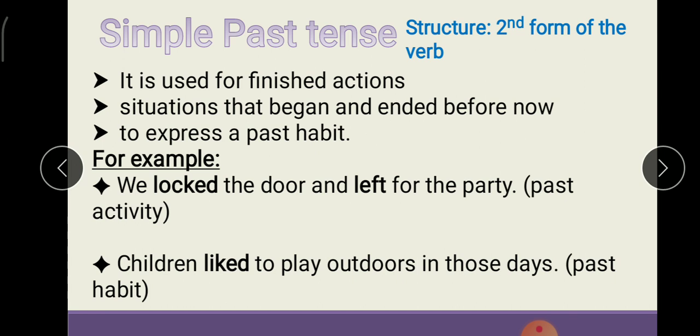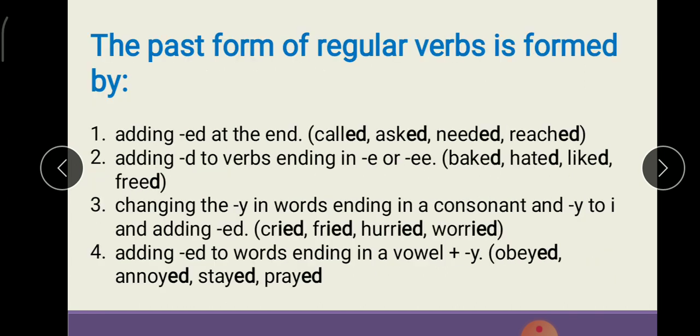Second example, children like to play outdoor in those days. This is an example of past habit. The past form of regular verbs is formed by number 1, adding ed at the end. Some examples are called, asked, needed, reached.